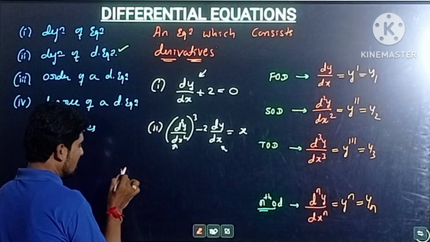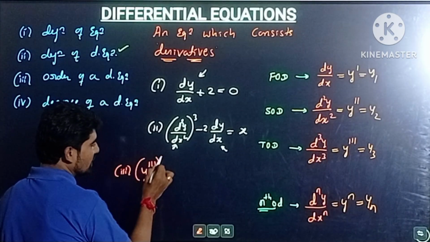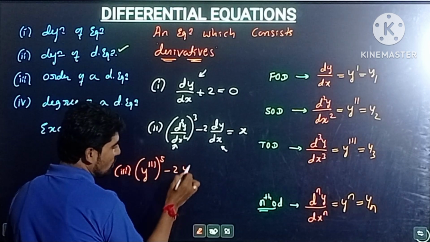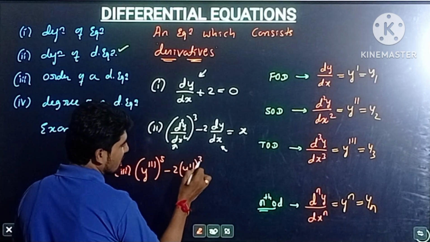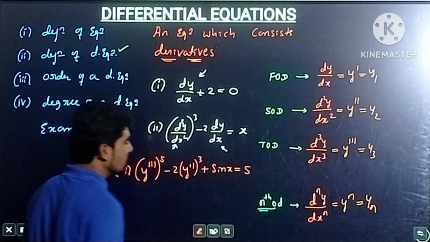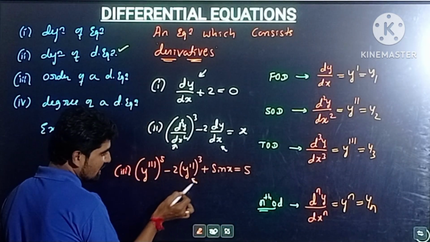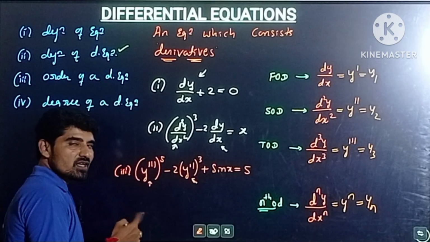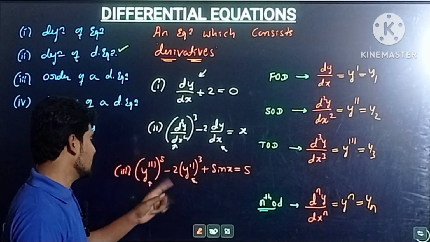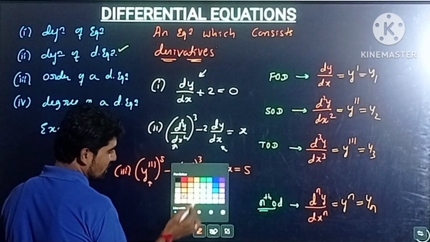Suppose (y''')⁵ − 2(y'')³ + sin x = 5. So this is also a differential equation, because the second order derivative and third order derivative are involved in this equation. Therefore, this is also a differential equation. So let us consider one more example.